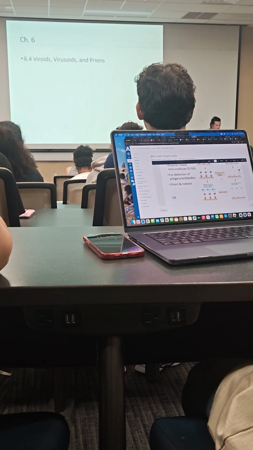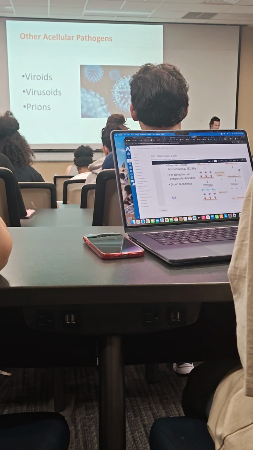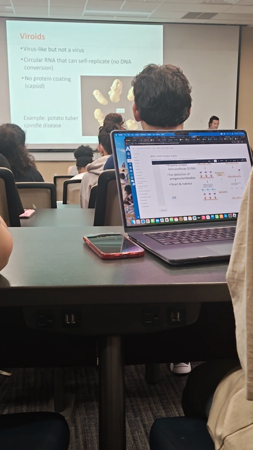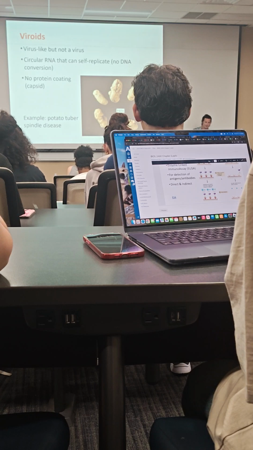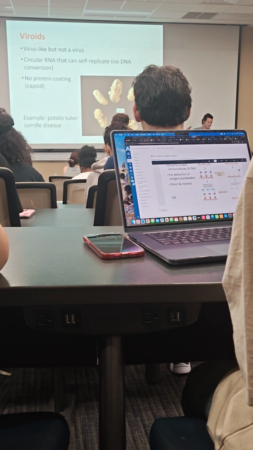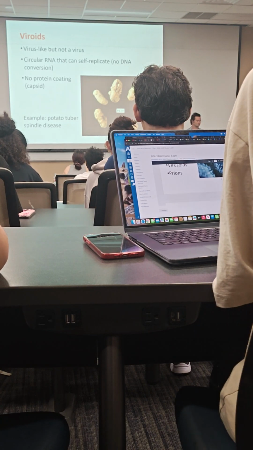Okay. All right. Now this will go really fast. Just talk about these other ones: viroids, virusoids, and prions. Okay, not viruses, but viral-like. Viroids, not a virus, but it's similar to it. They're usually much smaller. Here's the difference: small circular RNA that can self-replicate.